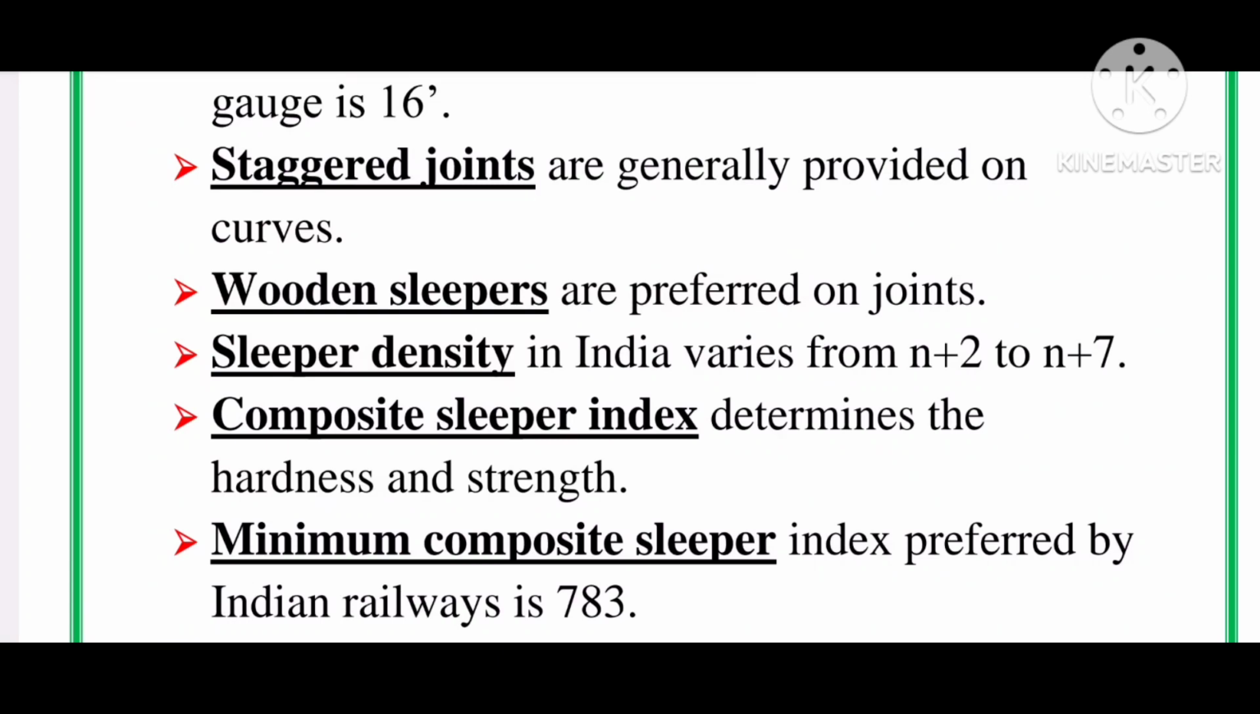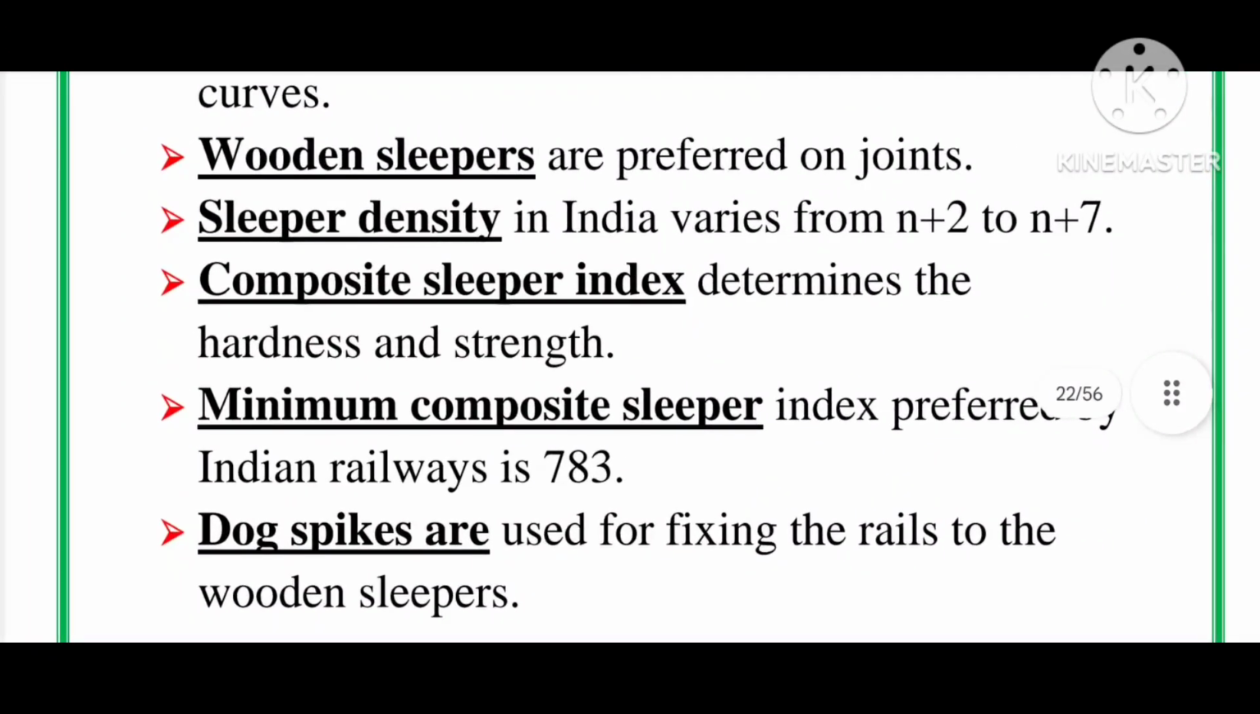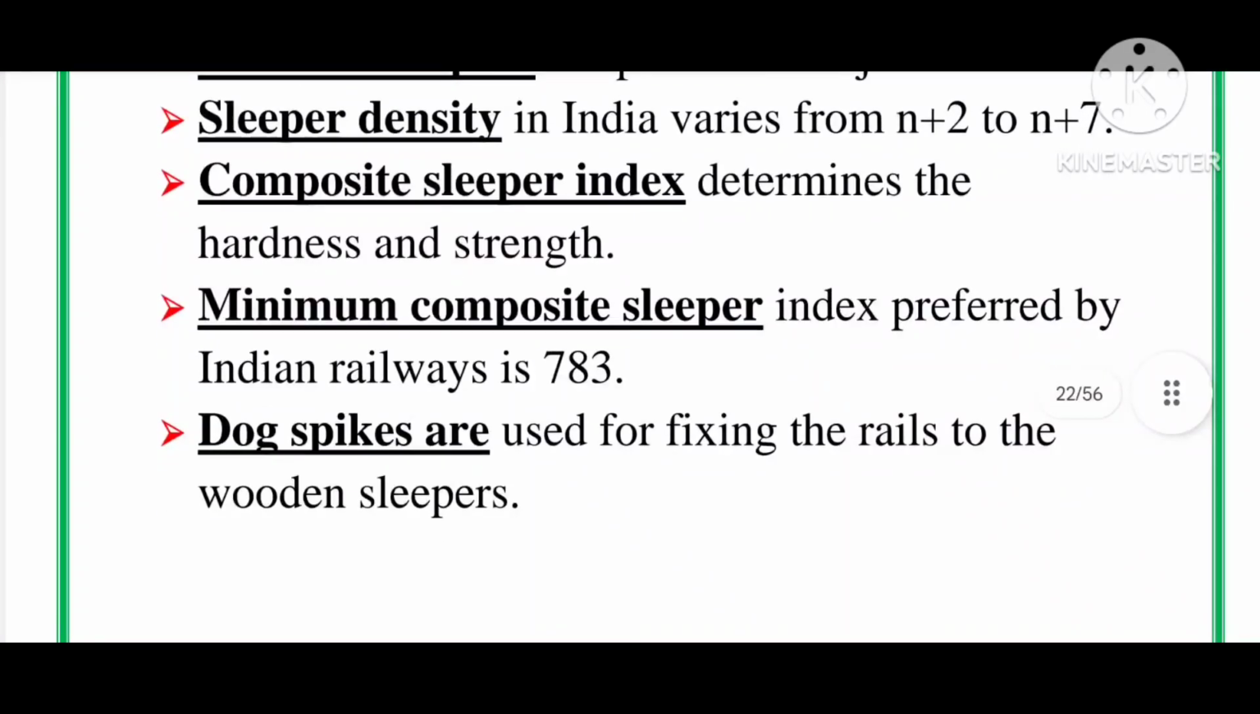Next, sleeper density. Sleeper density in India varies from N plus 2 to N plus 7. Next, composite sleeper index determines the hardness and strength. The minimum composite sleeper index preferred by Indian Railways is 783.